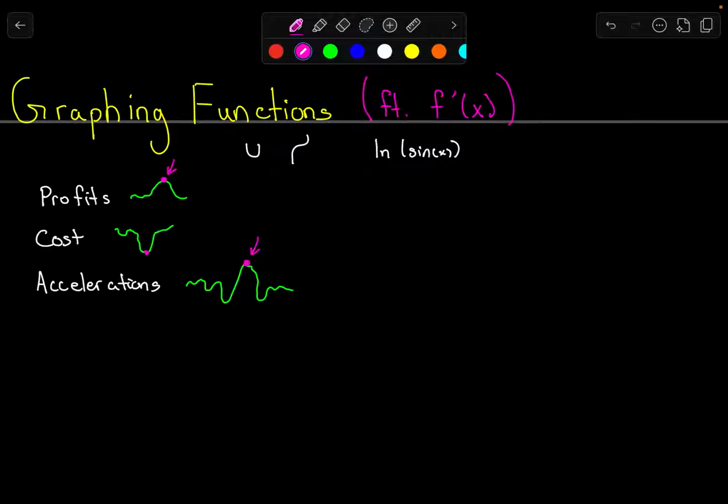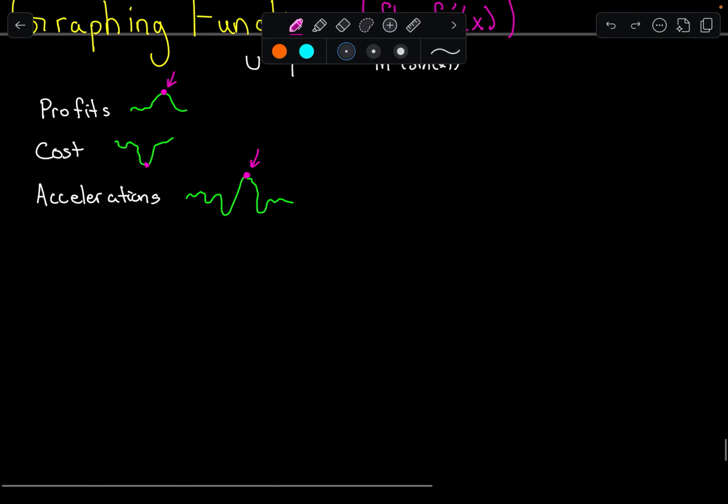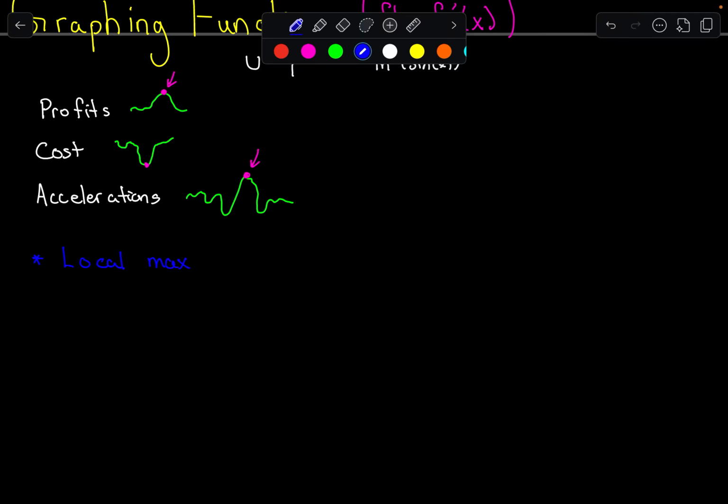So one of the primary uses of the first derivative here is actually to be able to figure out when the maximums and minimums of functions exist. And what we're talking about here are two slightly different things. So I'll write them down. When we're talking about maximums and minimums, there's a difference between what we call a local maximum/minimum and what we call the absolute maximum or minimum.